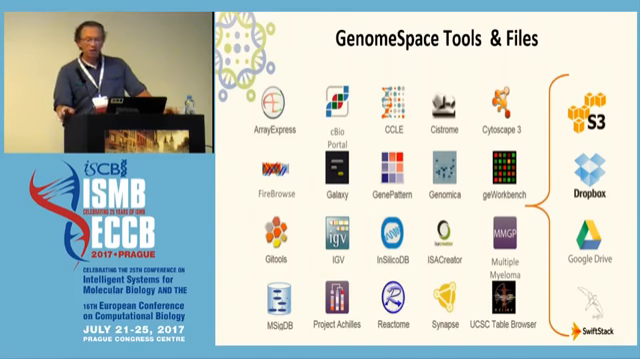And what GenomeSpace is all about is making it easy for people using any of these tools to get their data, to get their files basically into and out of any of the different cloud storage providers that are there. So this includes S3, Dropbox, Google Drive, and Swift right now.